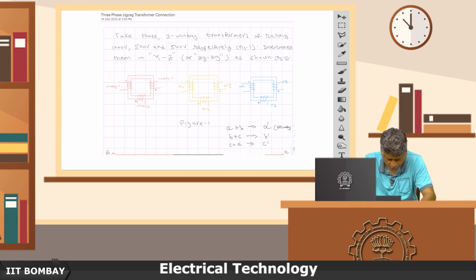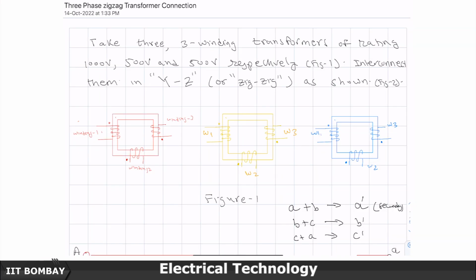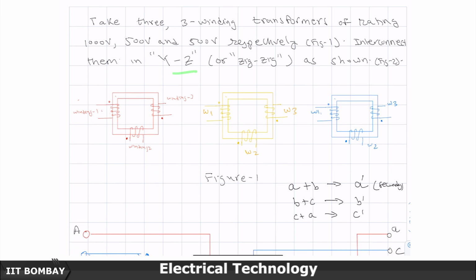So, this is basically you take three winding transformers. I have one 3 winding transformer here, another 3 winding transformer here, and the third one, for the ABC or RYB phases, the color coding I have already given. Now, in these transformers, usually the two secondary windings are of identical ratings. So, for example, in this example, I have rated winding 1 for 1000 volts and windings 2 and 3 are rated for 500 volts respectively, and the primary windings will be interconnected in star connection, which you know.